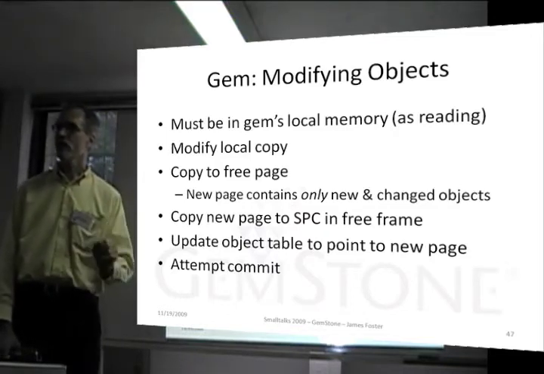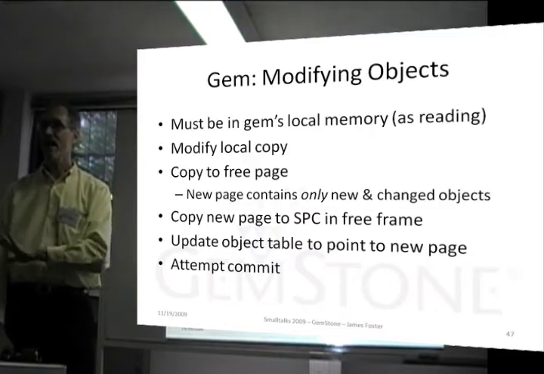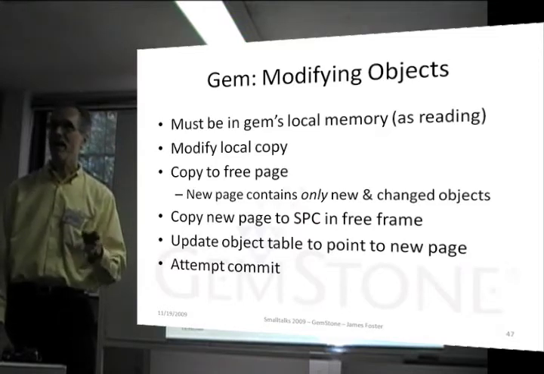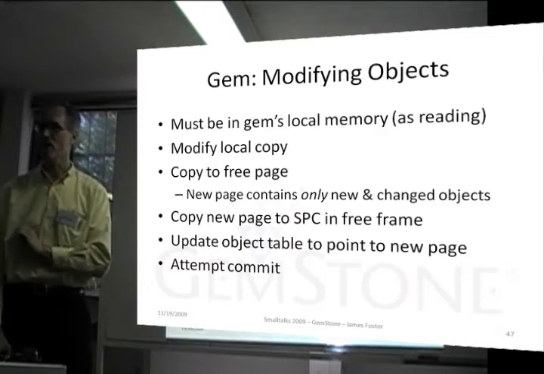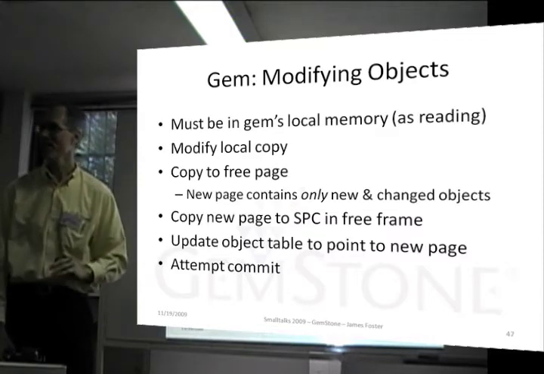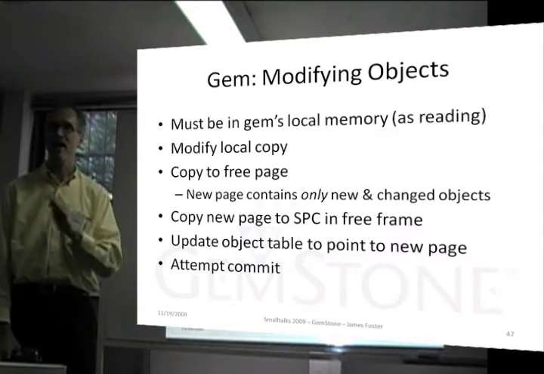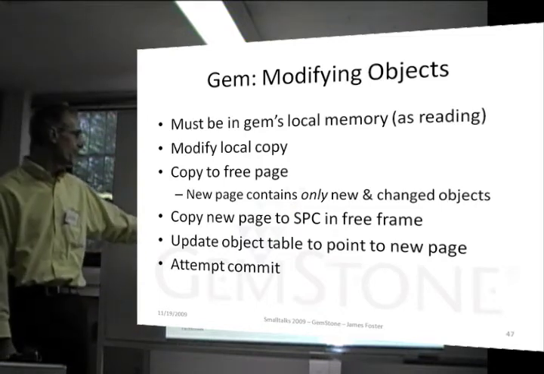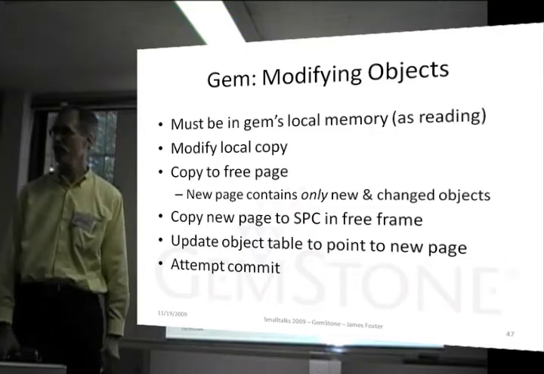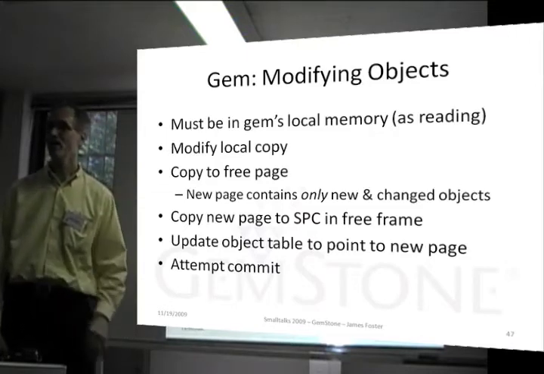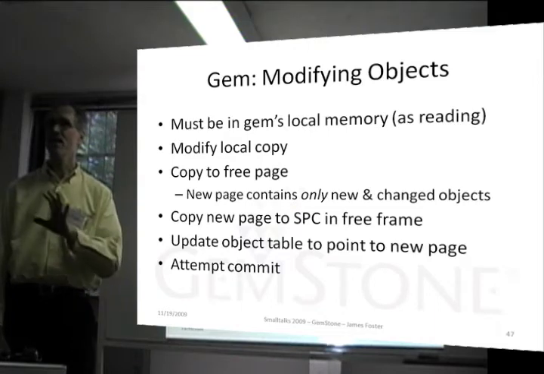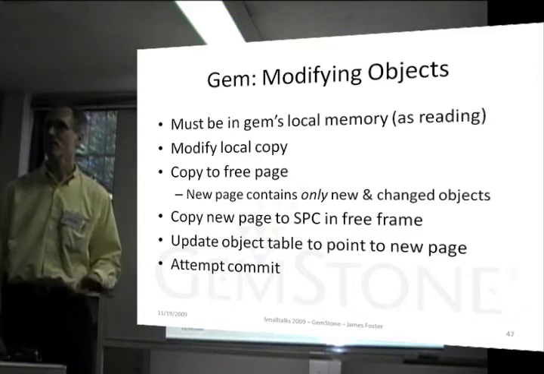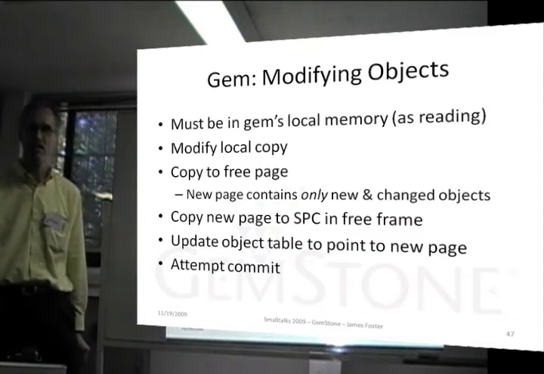Once you've made modifications to the object in local memory, then you put it on a new page. You can't put it on the old page because other sessions are looking at the old page. So any modification to an object goes on a new page. We'll discuss how that works out, but any modified object goes on a new page with other modified objects. The new page contains only new and changed objects. The only things that go on a page are new and modified objects, because other objects will still be on the old page where they existed before.